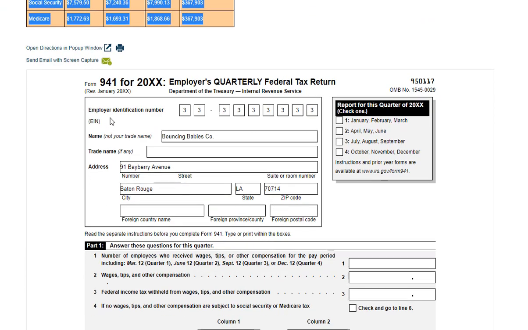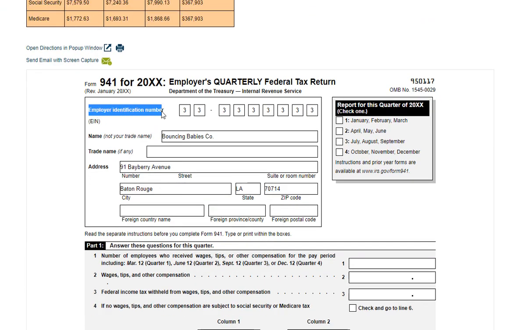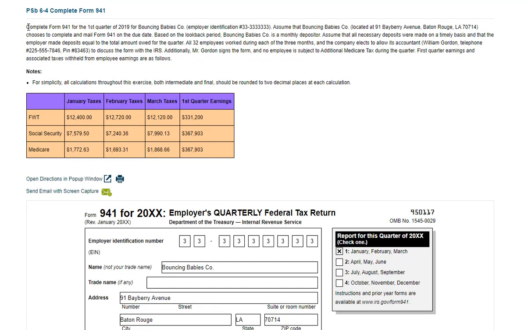We see the top section of the form. We need to provide the employer's identification number. This number is given in the problem and it's already populated. Then next, the name of the company, Bouncing Babies Company, address, and then to the right hand side here, we need to show what quarter we are doing this report for. And we know that it's going to be January, February, and March. I'll show you right here, complete Form 941 for the first quarter of 2019. So the information is given in the problem.